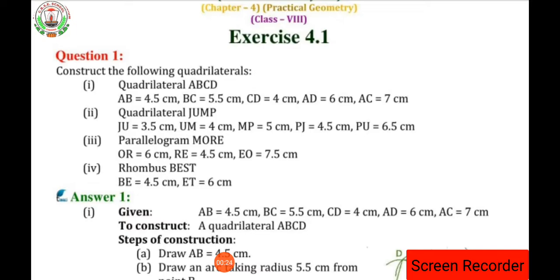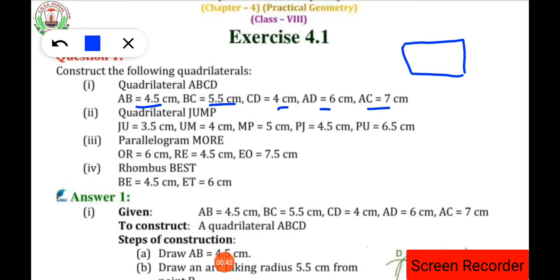First quadrilateral is ABCD and the measurement of all the sides is being given. In this quadrilateral we are given the measurements of all 4 sides individually, as well as the diagonal's measurement. Suppose we are drawing the rough sketch of a quadrilateral. Then it will be A, B, C and D. So everywhere the measurement is being given.